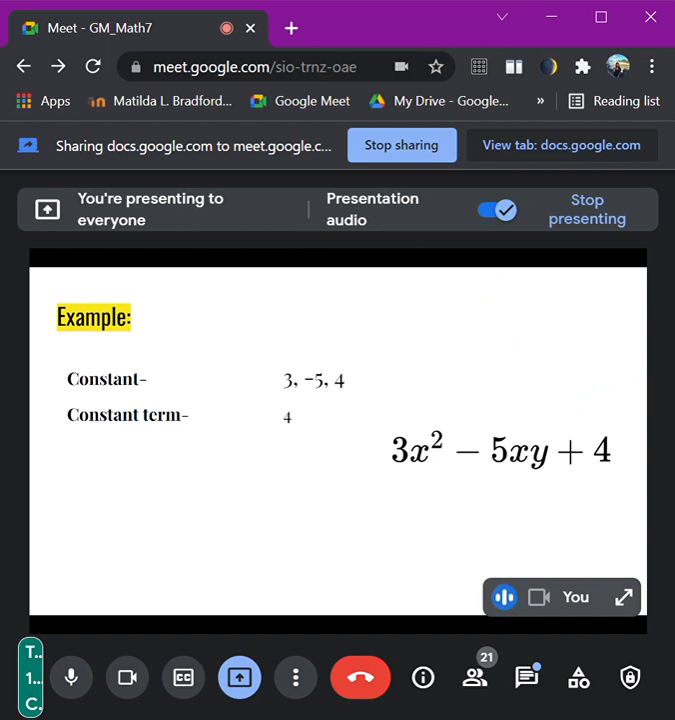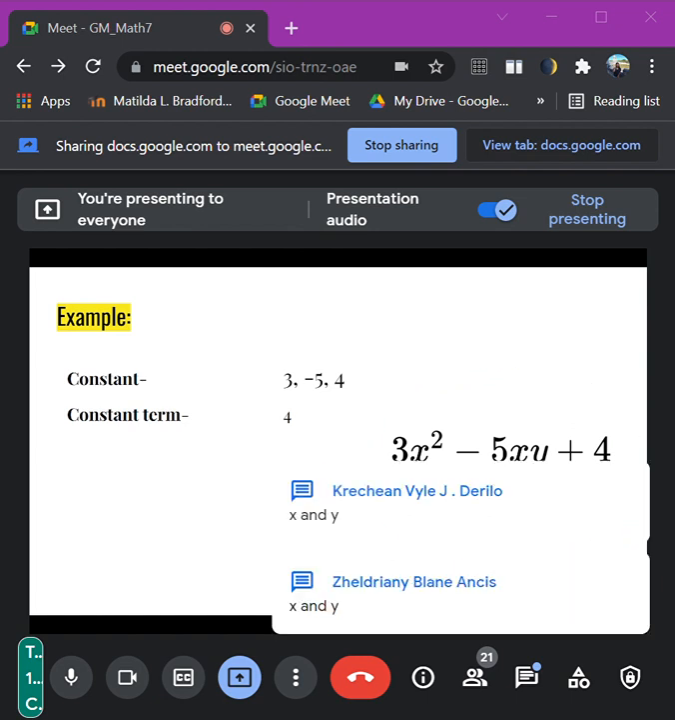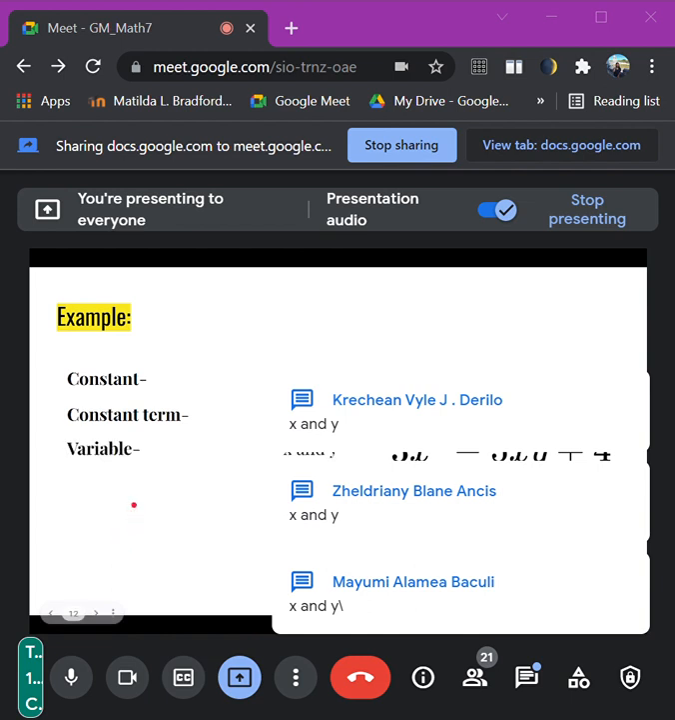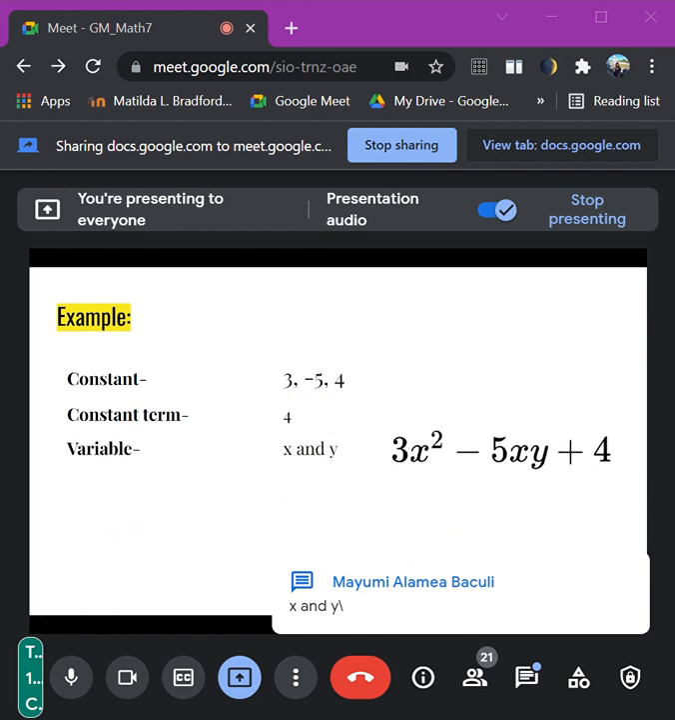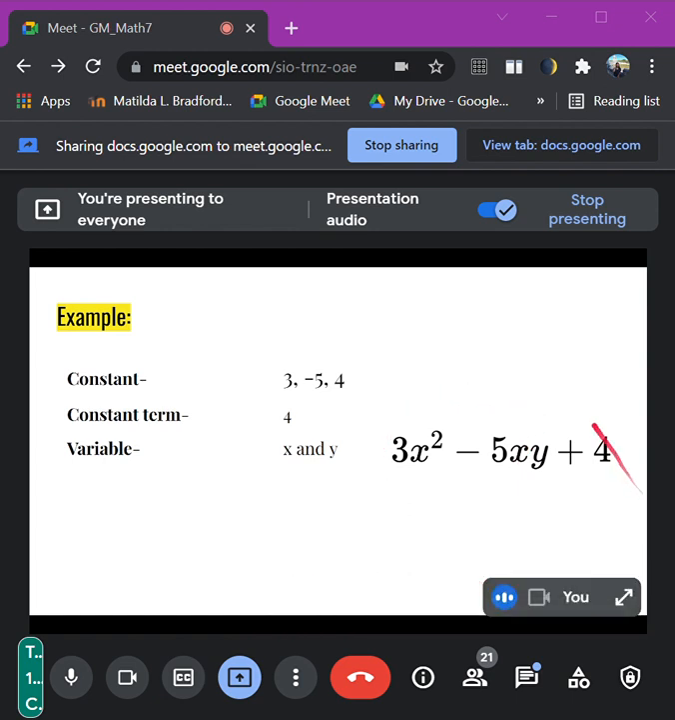Now, let's go to the variable. The variable, class, is what we see as letters in your given algebraic expression. Okay. We have X and Y. Very good. Now, this time we are going to get the terms. So how many terms do we count here? It is divided by a minus and a plus. So how many terms, class?